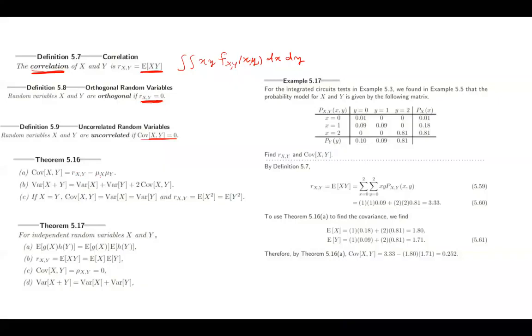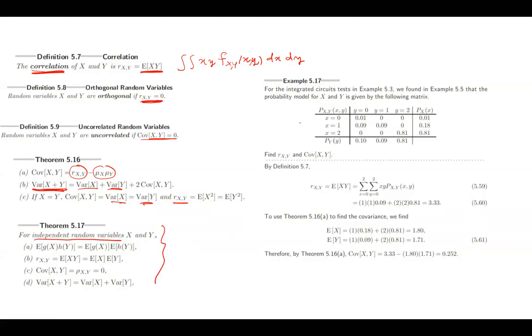Covariance can also be written in terms of correlation and mean values. The variance of the sum of two random variables can be written as the variance of x and y plus 2 times the covariance of xy. When x and y are equal, then the covariance will be equal to the variance of either x or y, and their correlation will be the expectation of x squared or y squared. We have also some other properties in here for independent random variables, x and y.